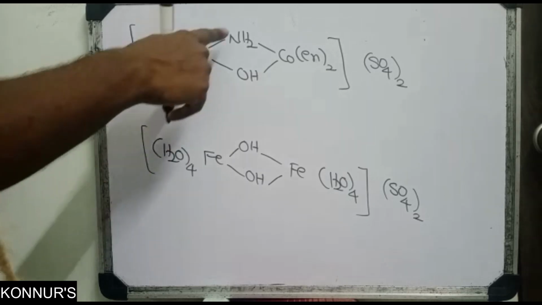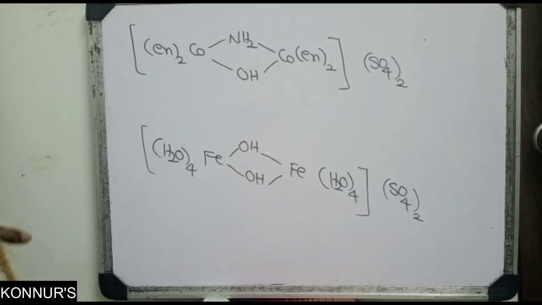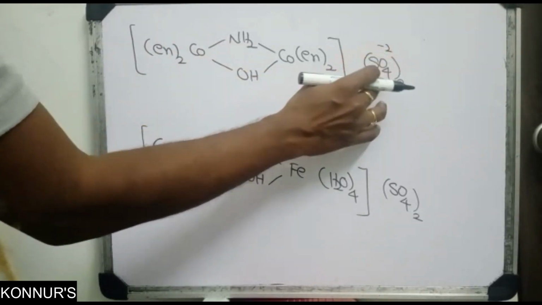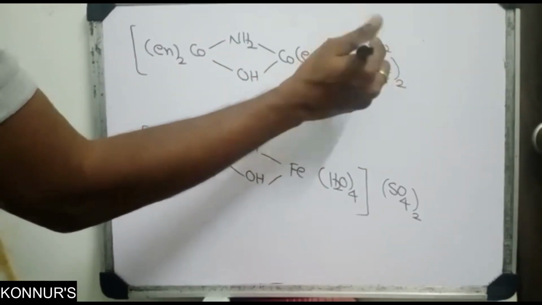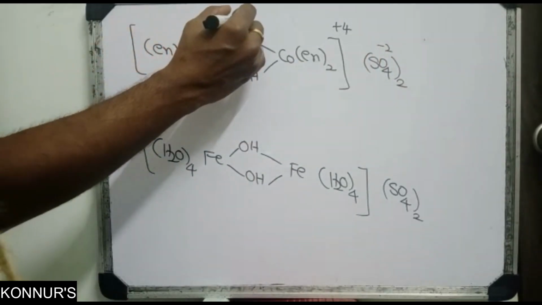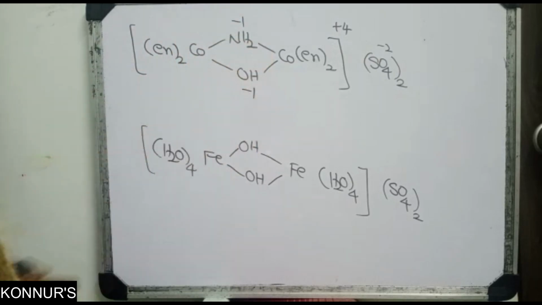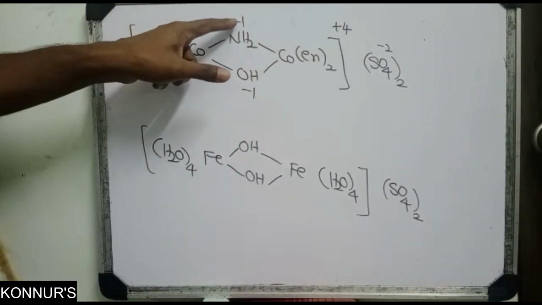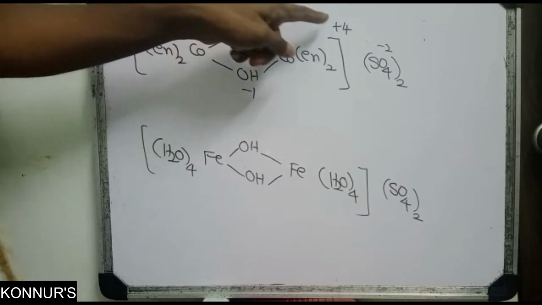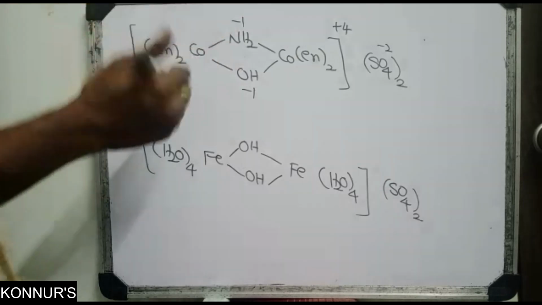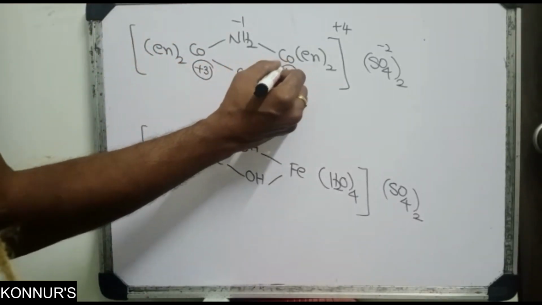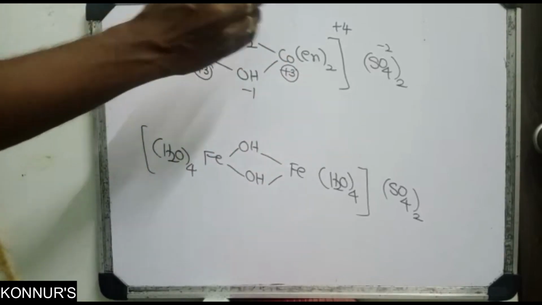Suppose bridged ligand complexes are given. So sulfate is minus 2, 2 negatives, so 2 are there. So minus 4 means you will get plus 4. This is the amido, so minus 1, minus 1. So 4 positives on top. Because of these 2 negatives, you are getting 2 positives inside. 2 positives, so 4 positives. Total 6. So that means this cobalt is in 3 oxidation state. This is 3.